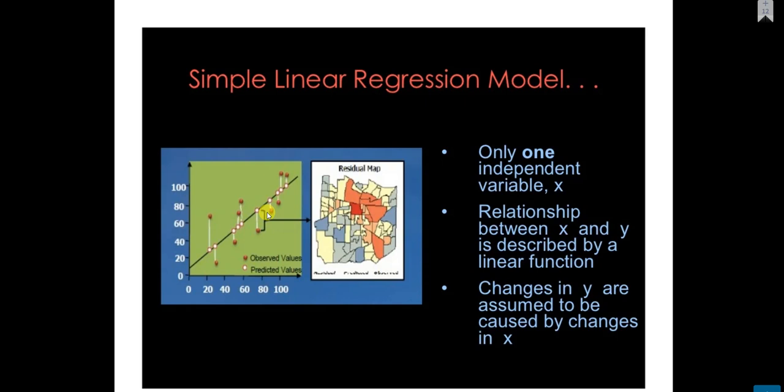So there is only one independent variable in the simple linear regression, that is x. The relation between x and y is described by a linear function, that is the slope, and the change in y is assumed to be caused by changes in x.